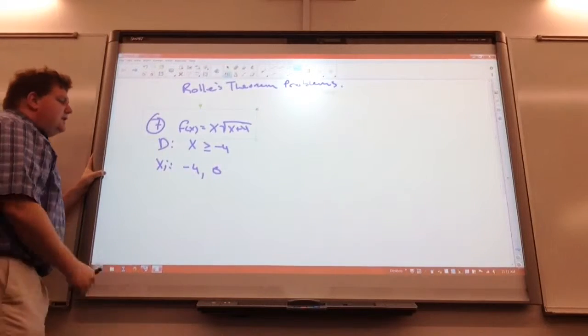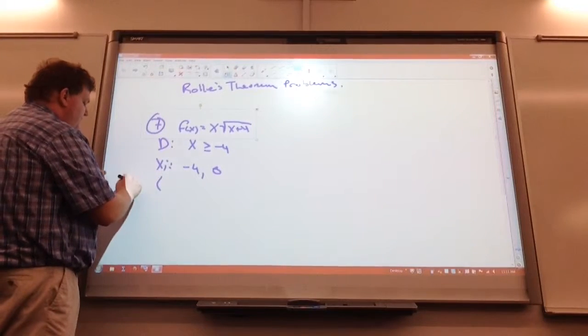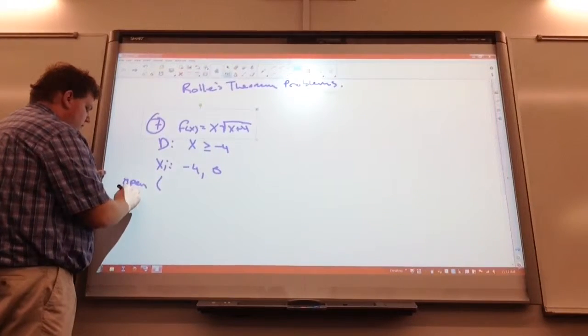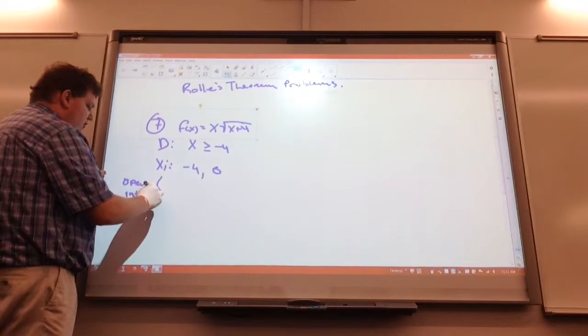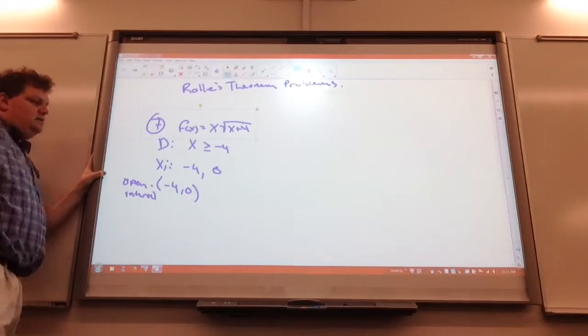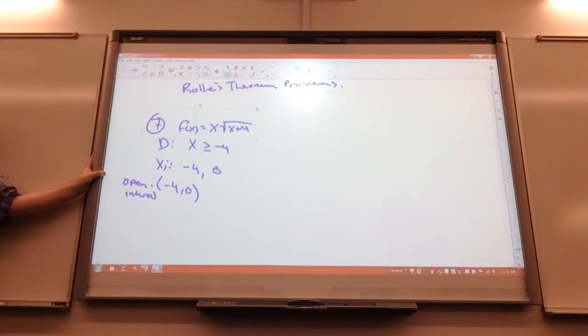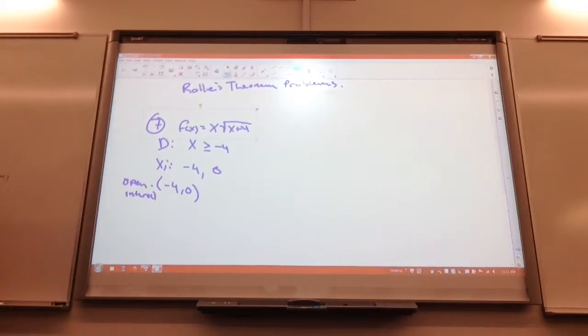So the interval I'm looking at, my open interval in question, is going to be from minus 4 to 0. Is that within the domain? Yes, it is. This works in the domain. So all the conditions of Rolle's theorem are met.